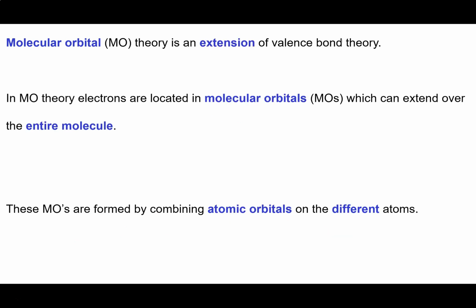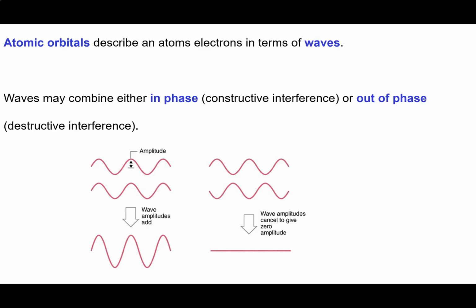So molecular orbital theory is an extension of valence bond theory. And what happens in molecular orbital theory is that we say that electrons are located in what are called molecular orbitals, and these molecular orbitals can extend over the entire molecule. And how you create these molecular orbitals is by combining the atomic orbitals of different atoms. So once the atoms come together, their atomic orbitals don't really exist anymore. We have new molecular orbitals that are combinations of the atomic orbitals that are mixing.